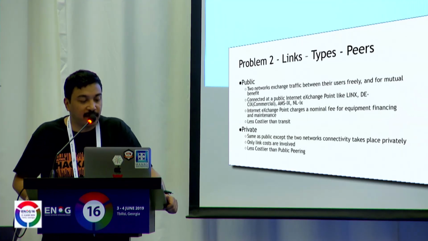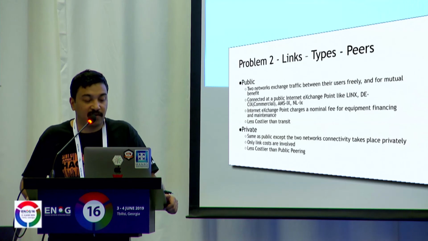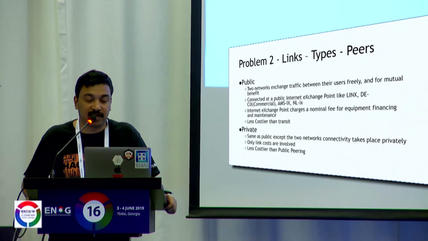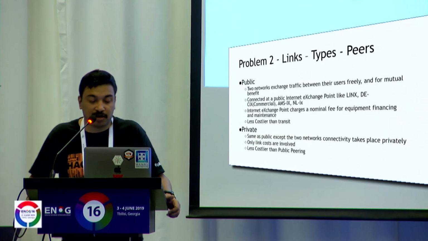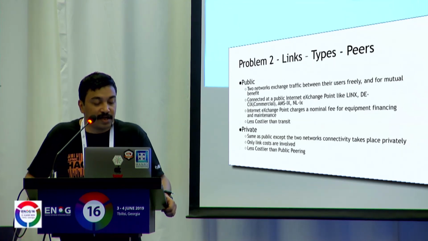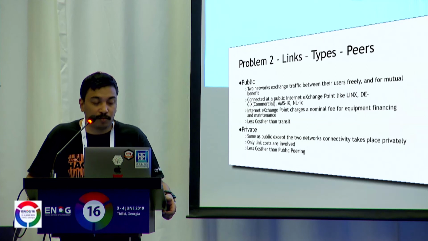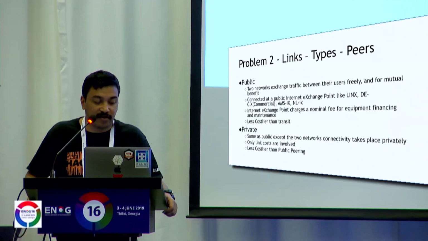Then there are peering links. Normal peering can happen in public peering or in private peering. Two networks exchange traffic between their users freely and for mutual benefit. It's mostly connected at a public internet exchange point like the London Internet Exchange. Then DECIX, which is actually a commercial IX. So if you prefer a non-commercial IX, then you can use AMS-IX or NLIX. An internet exchange point, or IXP, charges a very nominal fee just for financing and maintaining their equipment and their connectivity regularly. So public peering is less costly than transit.